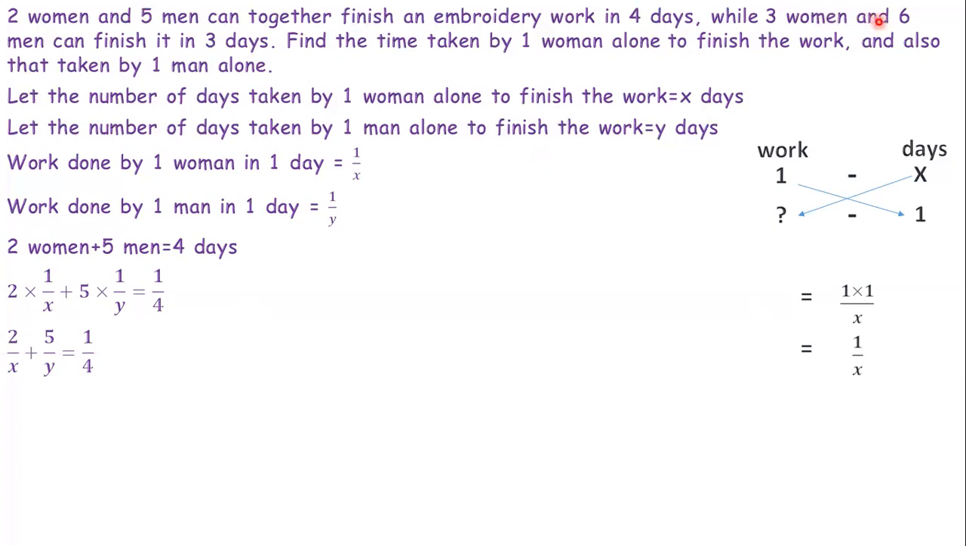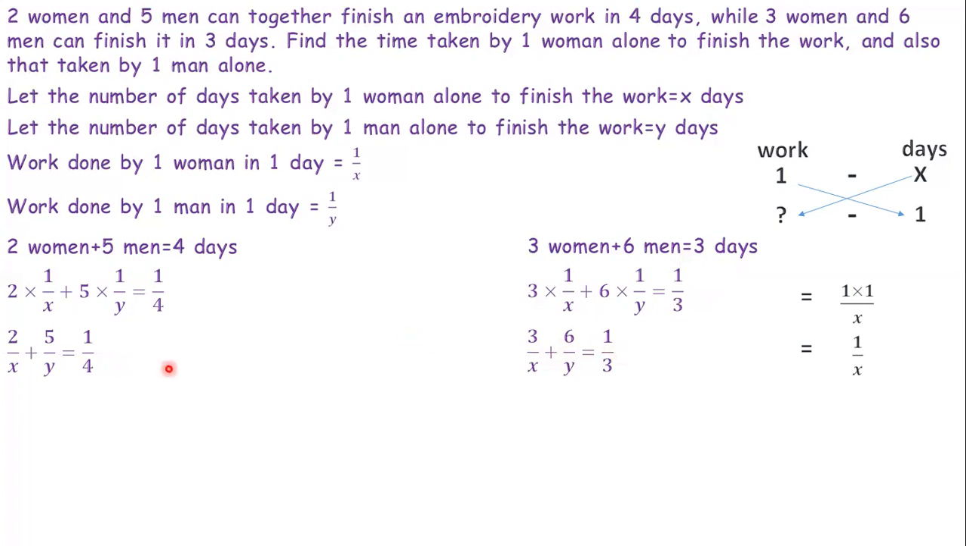3 women and 6 men can finish the work in 3 days. So 3 into 1 by x plus 6 into 1 by y. This is for one man. For 6 men, 6 into 1 by y. This is for one woman. For 3 women, 3 into 1 by x. And work done in one day is 1 by 3. Total number of days taken is 3 days. So work done in one day is 1 by 3. So 3 by x plus 6 by y is equal to 1 by 3.